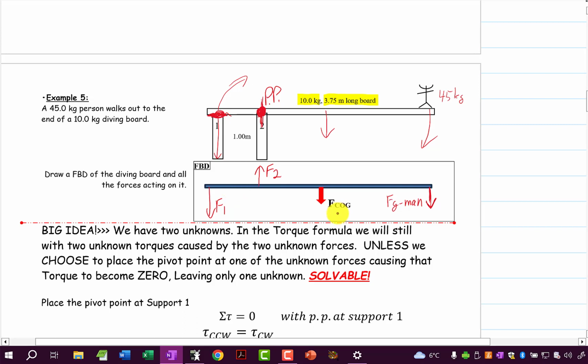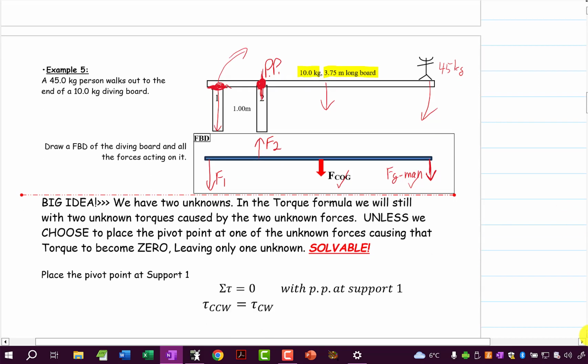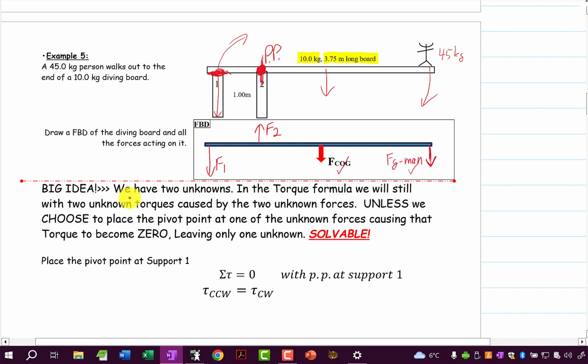So we do have the force of gravity of the beam. We do have the force of gravity of the man. We don't know the force of number 1 and we don't know the force of number 2. So here's a big idea, the big idea of this question and many of them. We have 2 unknowns, F1 and F2. But in the torque formula, we will still have two unknowns because there are two unknown torques, because there are two unknown forces.